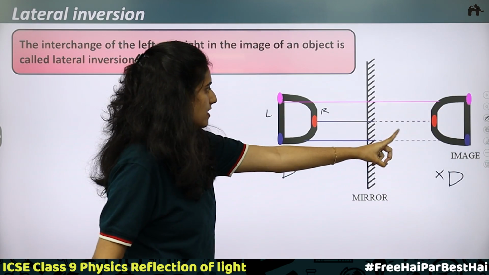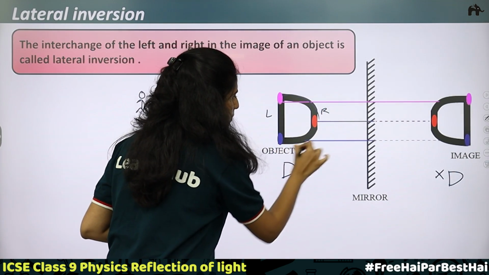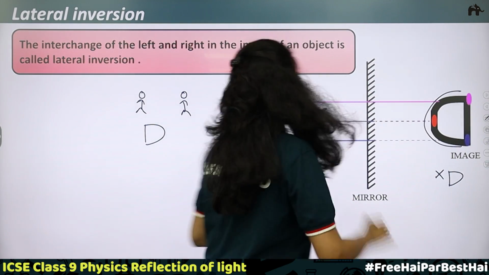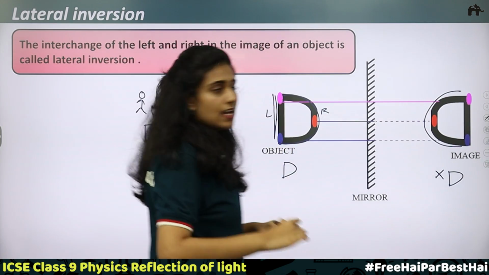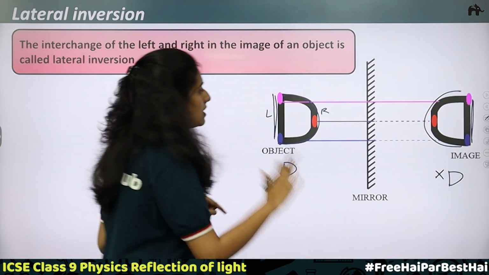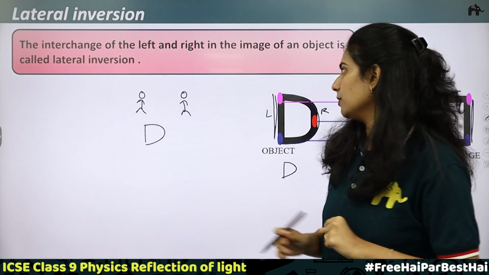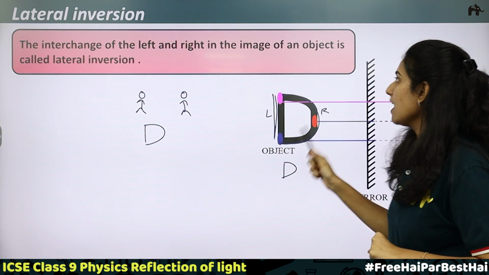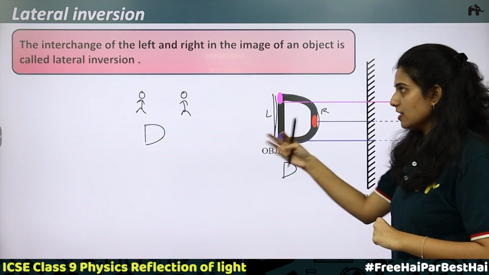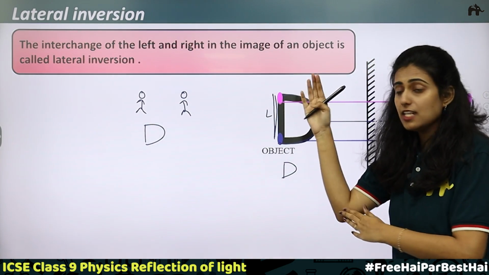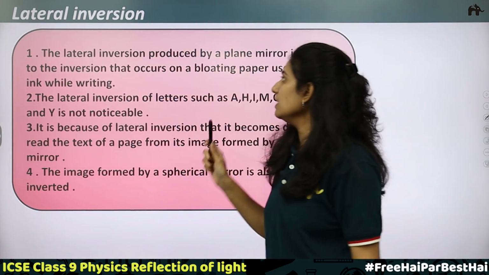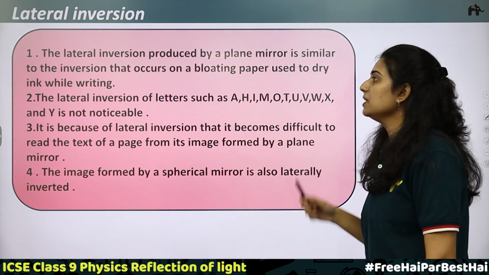So here the right side, that is the bent portion, has come to the left. And the straight part, which is the left side, has come to the right. This difference has happened because of lateral inversion. The interchange of the left and right in the image of an object is called lateral inversion. Because of lateral inversion only, when you lift your right hand, it appears like you are lifting your left hand.